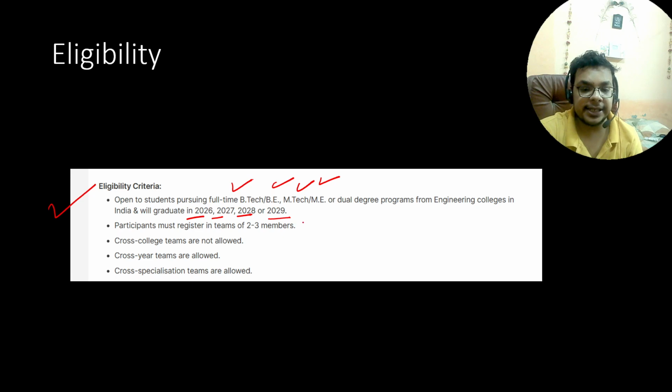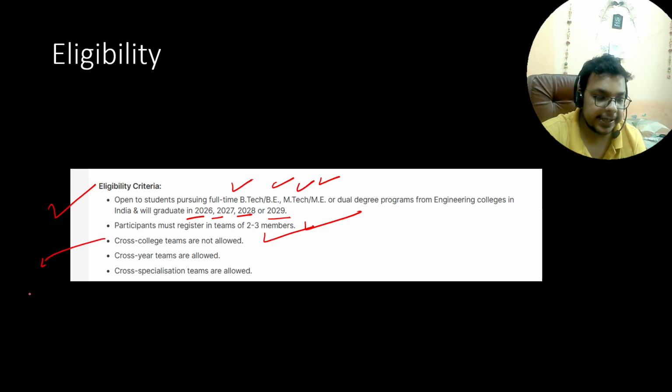Participants must register in teams of 2 to 3 members. Cross college teams are not allowed. It is a very important point. When you will be participating, you do not need to form cross college teams. You will be forming a team from the same college, okay?